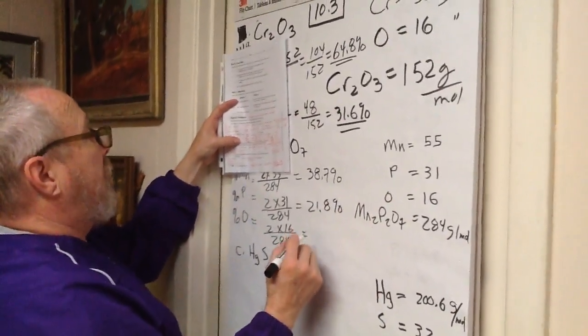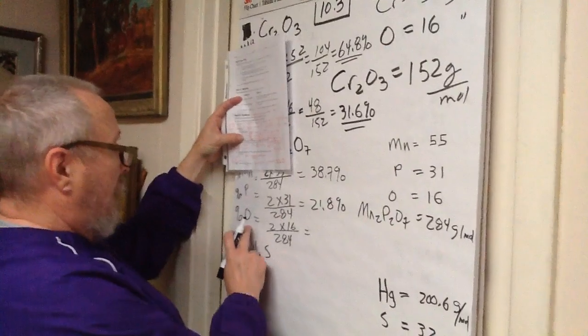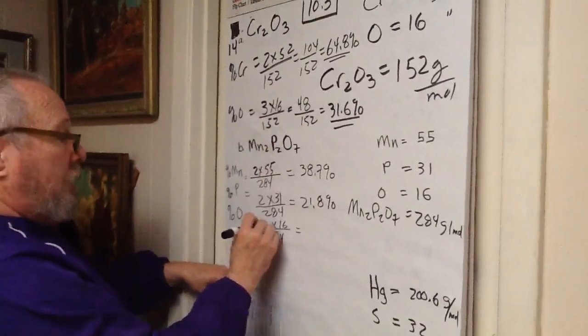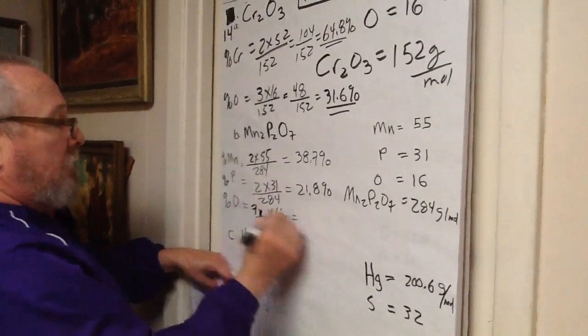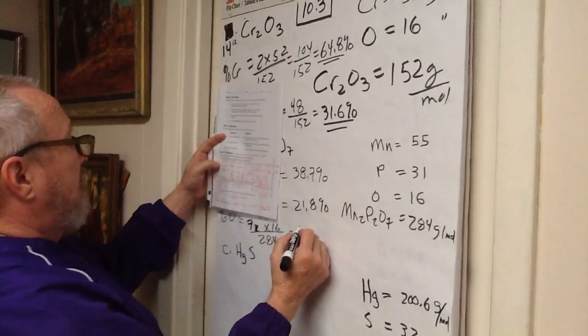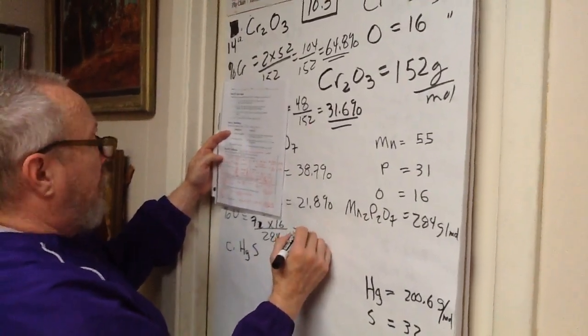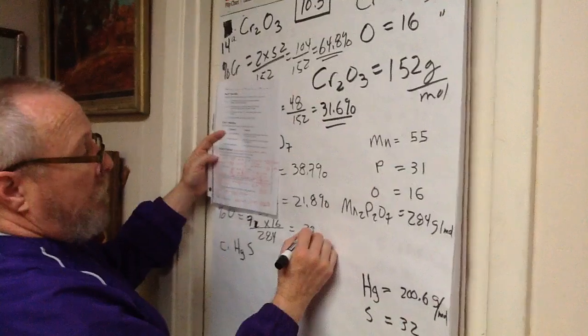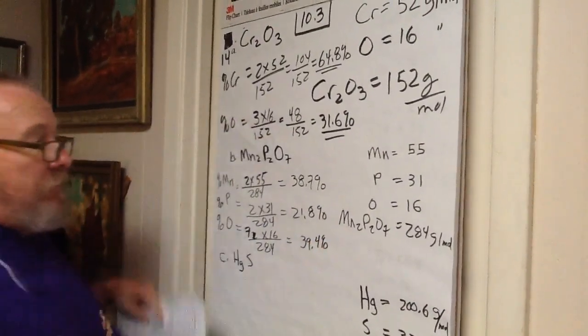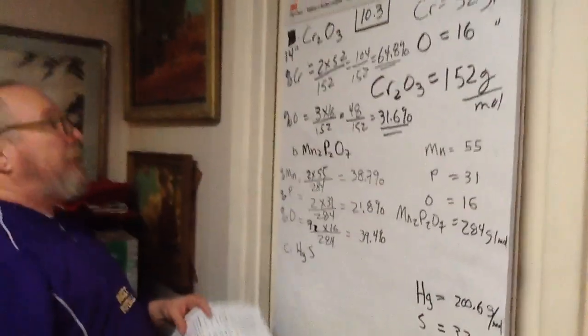And finally, the oxygen, 7 of them. I wrote 2 here, but this one is oxygen 7, so that would be 7 times 16. That would be 112 divided by 284, or 39.4% oxygen. And those are your answers for 14B.